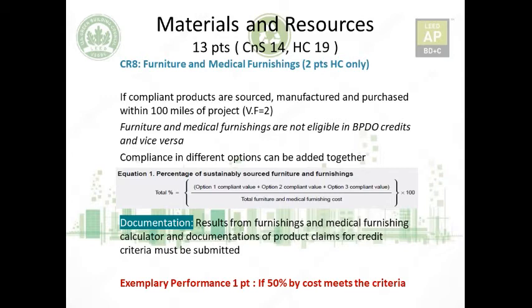Compliance, the good thing is that option 1 compliance and option 2 compliance and option 3 compliance can be put together, and it can give you a total percentage to earn the number of points required. The medical furnishing calculators and documentation of product claims for the criteria must be submitted as documentation, and for the exemplary performance of 1 point, if you can comply with 50% by cost, it will give you an extra bonus point of 1.